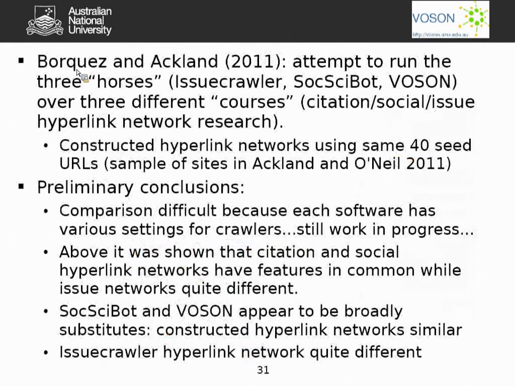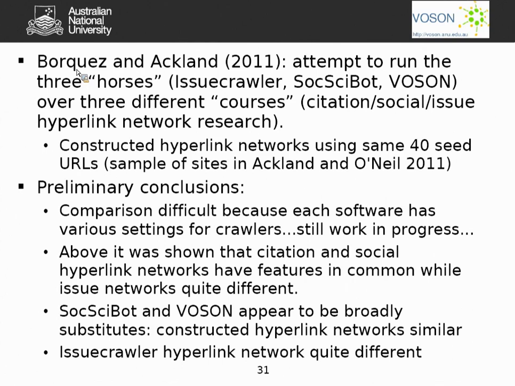So what Francisca and I do in this paper is attempt to run the three horses over three different courses. Namely, we use them to construct citation, social, and issue hyperlink networks, or to do those three disciplinary variants of hyperlink network research using each of those three tools. And the question is, is one tool better or worse for each of these types of analysis? I should at this point mention, as a disclaimer, that I'm heavily associated with the Voson software, obviously. I'm also commercializing the Voson software, so I don't want this to be seen as some sort of marketing pitch for Voson. It's this type of comparative work that I've done, and I did it in the paper with Dean Lusher as well.